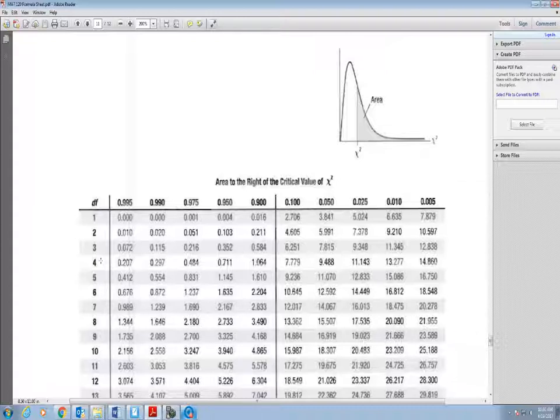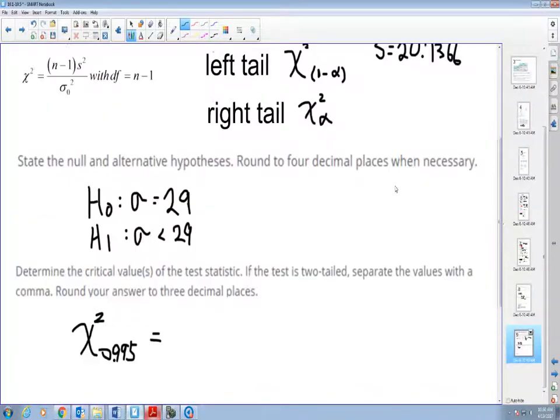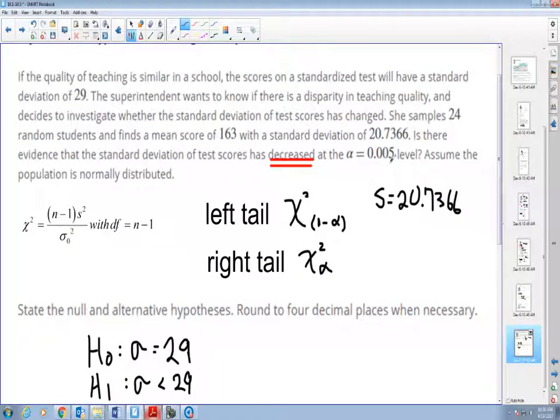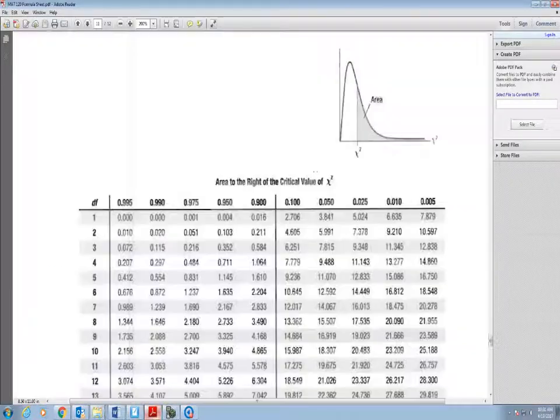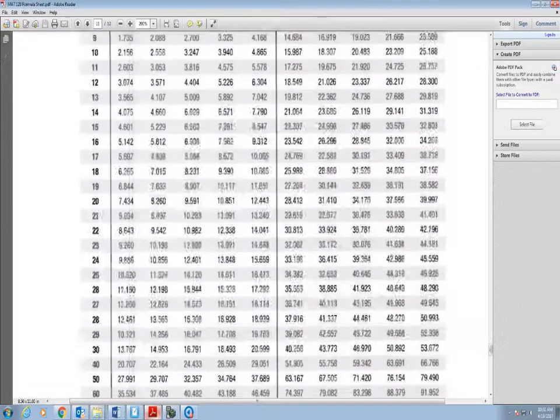So think about it. It's a left tail test. So the alpha is referring to area to the left. And the alpha is 0.005. So that's the area to the left for the left tail test. On the table, we got to read area to the right. Okay. 0.995, degree of freedom, 162. So let's go down.